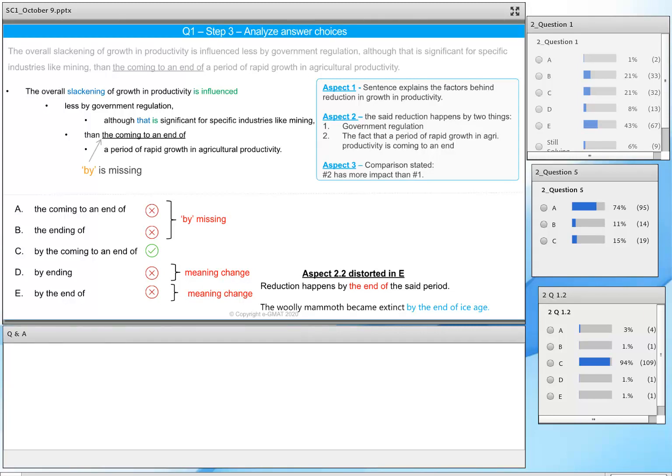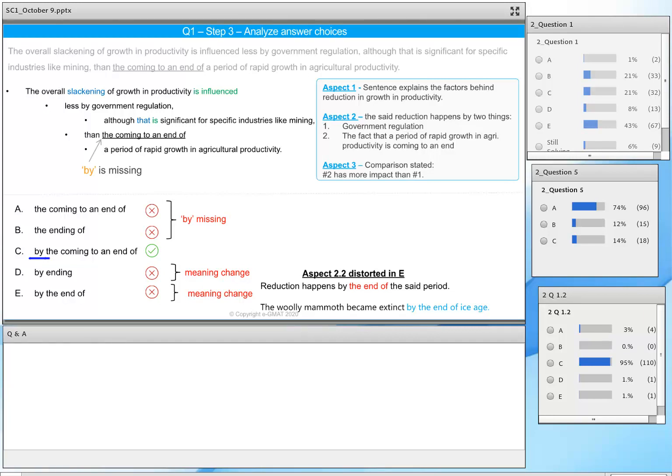But look at choice C. It indeed is the correct answer, because the only issue with the original sentence was the missing by. The meaning was never an issue with choice A. So choice C very nicely plugs in that missing by, and it stands as the correct answer. And once you understand the meaning of the sentence, selection was so, so easy for you. All of you landed up on choice C.